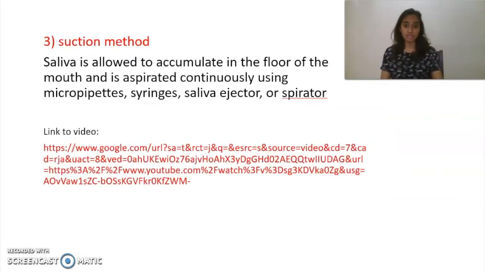The third method is called the suction method. So here the saliva is allowed to accumulate in the floor of the mouth and then later aspirated out using a pipette, a micropipette or a syringe. There is a video that shows how to collect saliva. If you're interested, you can check it out.